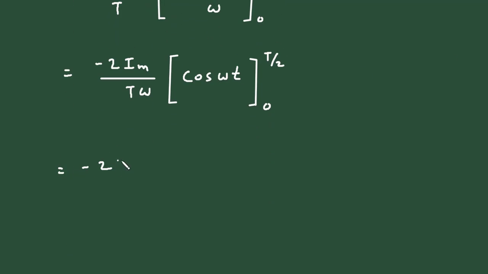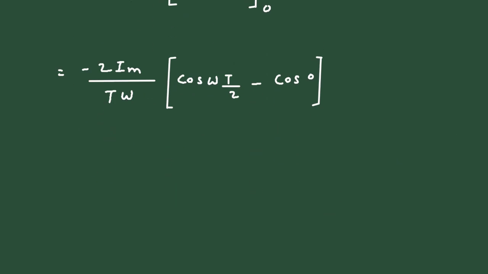So minus 2 Im divided by T omega. Now the upper limit is T by 2, so cos, in place of t we put the upper limit, that is capital T by 2, then minus cos omega into t, where the t value this time will be 0. Upper limit minus lower limit.